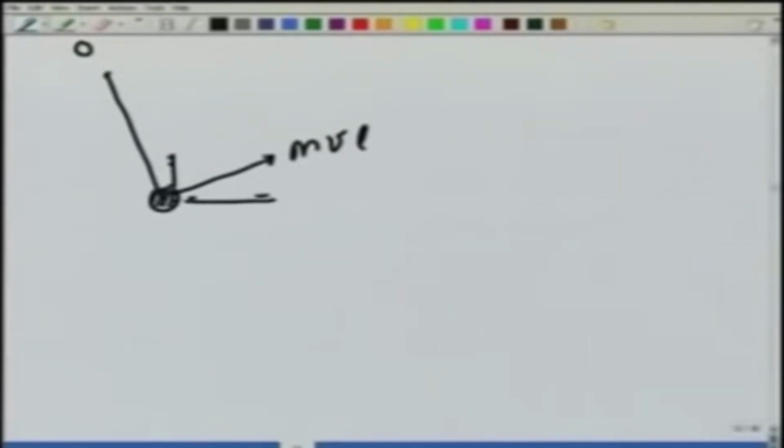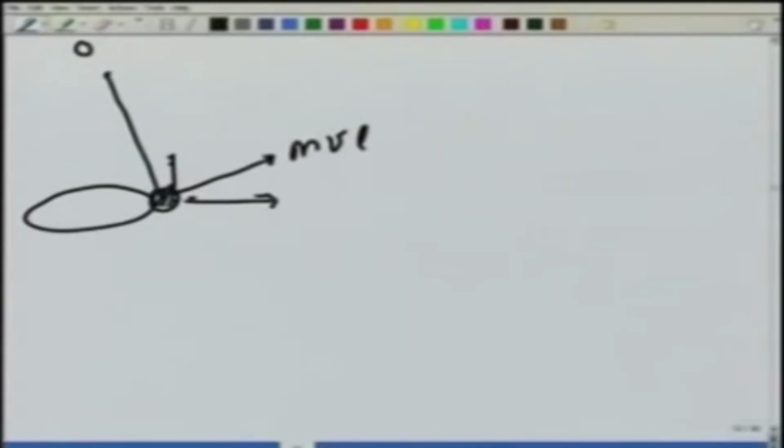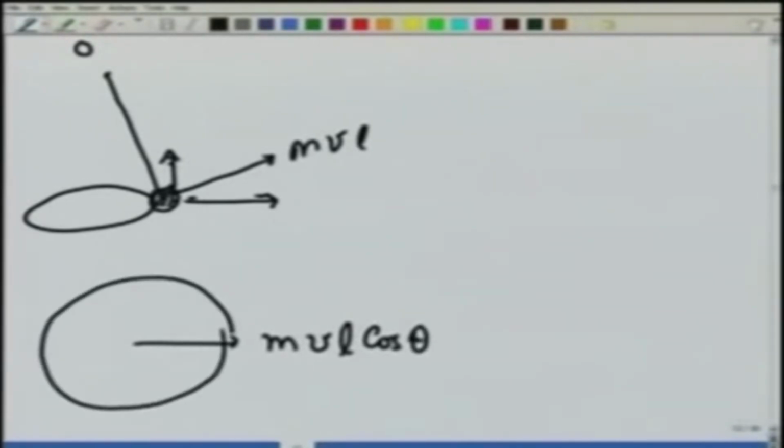As the bob moves around, the r unit vector changes, and therefore, this component changes direction, whereas the vertical component remains constant. So, let us understand: the horizontal component, which is m v L cosine of theta, keeps rotating, and the vertical component remains constant. You can already sense what dL by dt is going to be.